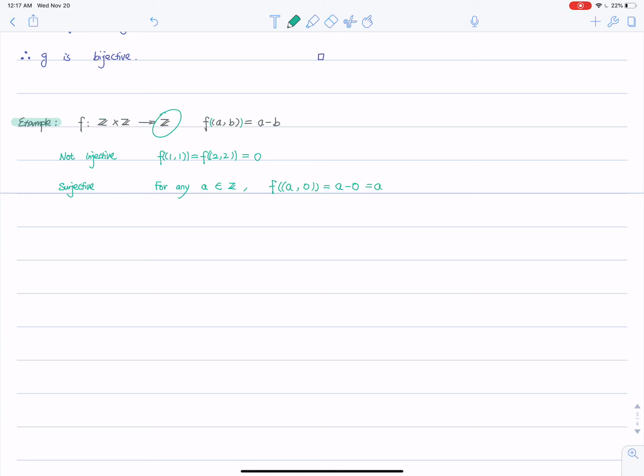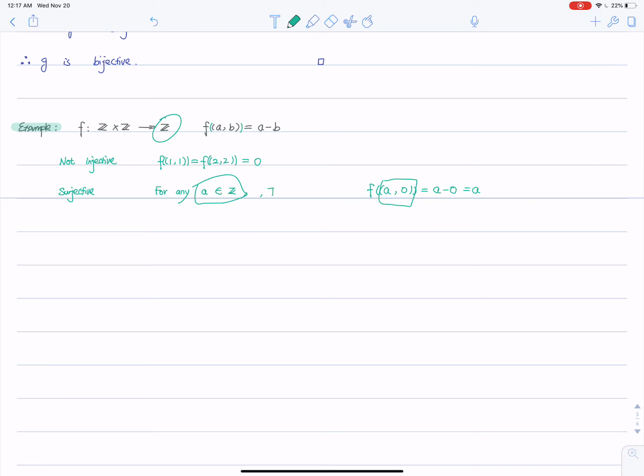Therefore, you show that for all elements in your codomain, there exists at least one element, this, in your domain, such that f of x equals your y. Okay, this is how you do it.